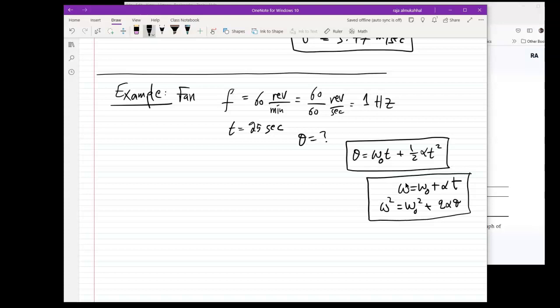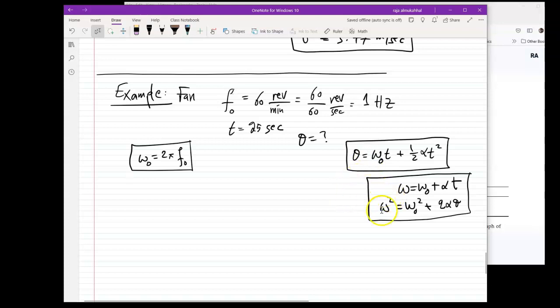All right, so what's missing here? He wants theta. The initial omega I can find, because this is really the initial frequency, since omega naught is equal to 2 pi f naught. Remember that? So I can easily find omega naught, no problem. T here is 25 seconds, no problem. Now I have the alpha that I don't know. So I need to find alpha before I can use this equation. So how do I do it?